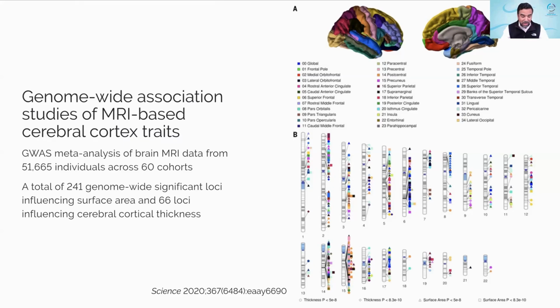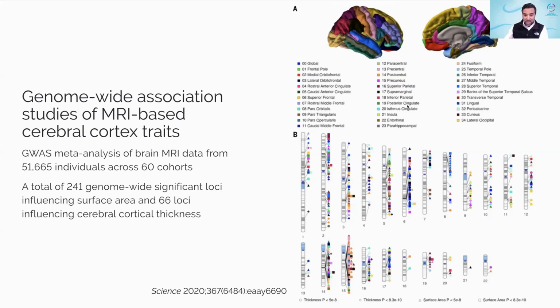So this is an example of quite an impressive study in terms of sample size. So the authors included more than 31,000 individuals from different cohorts, a total of 60 participating centers, and they ran a genome-wide association study to look for common variants that actually can explain imaging phenotypes.